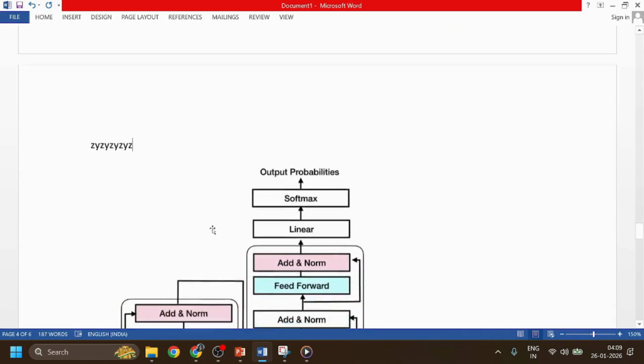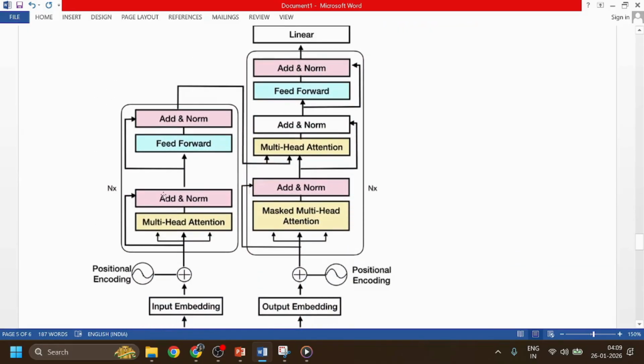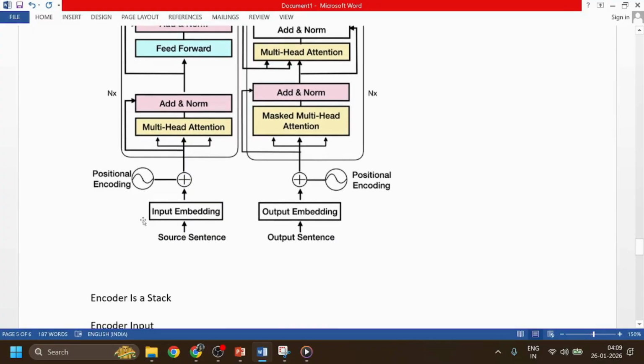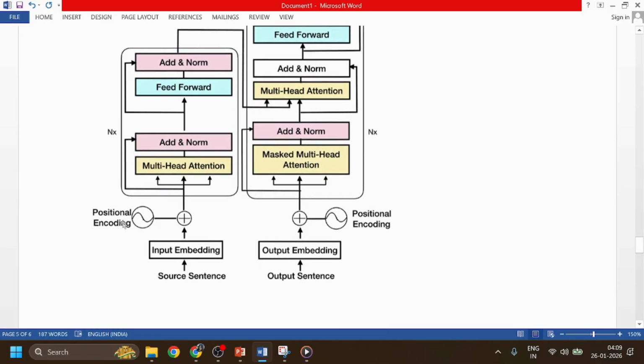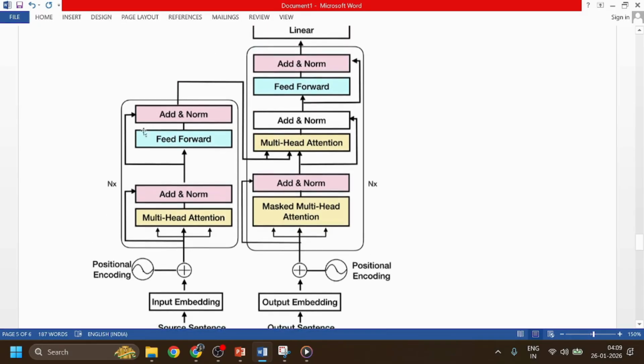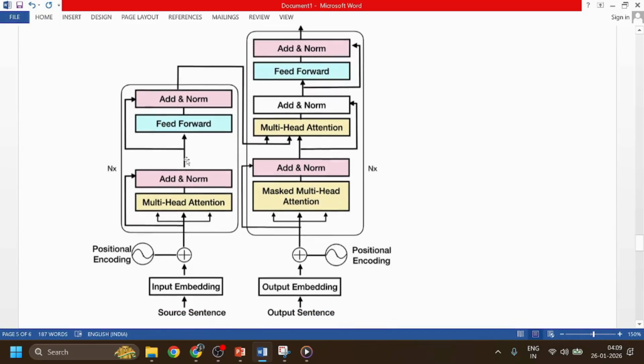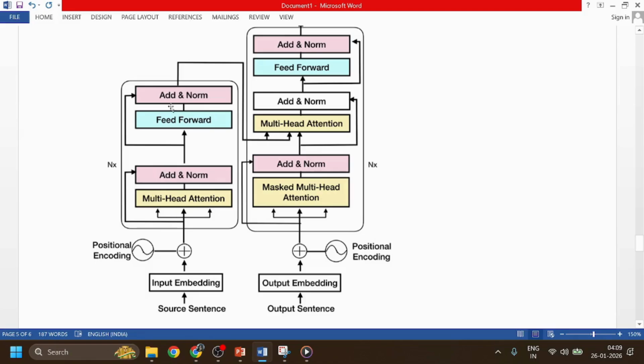So this is the diagram for one encoder. First of all you pass the embedding of your sentence and then add the positional encoding. After this you do multi-head attention and use add and normalization. After this we pass everything into the feed forward neural network, and after this we add and normalize. This is the step for one encoder.